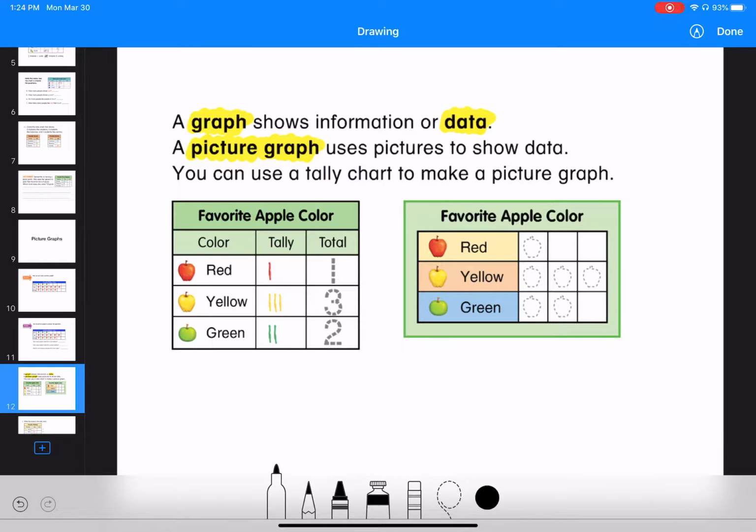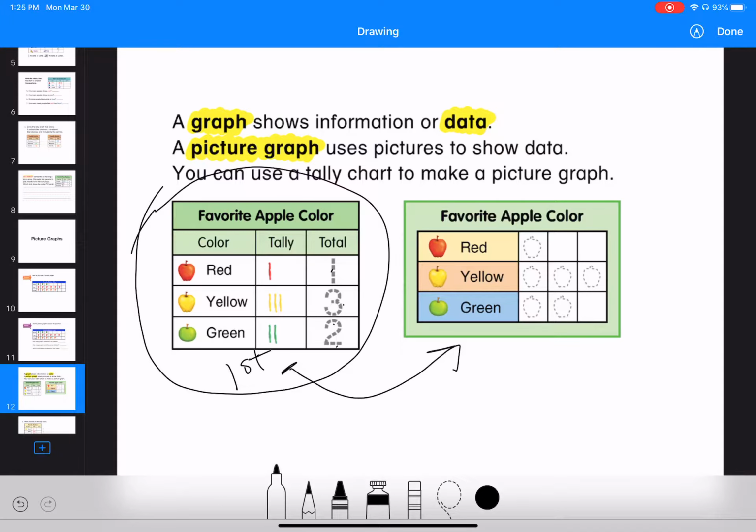So here, this person surveyed the question, favorite apple color: red, yellow, or green. So here first, they used their tally chart to collect their data. So they surveyed how many total people? 3, 4, 5, 6. Then they took this information and turned it into a picture graph. So it's just like a tally chart, except you will draw pictures to represent the votes instead of your tally marks.